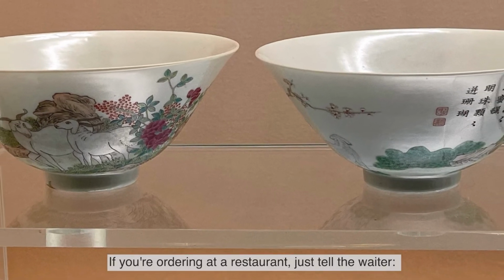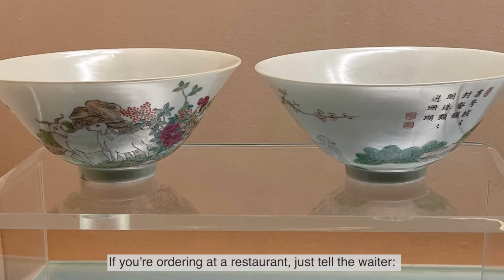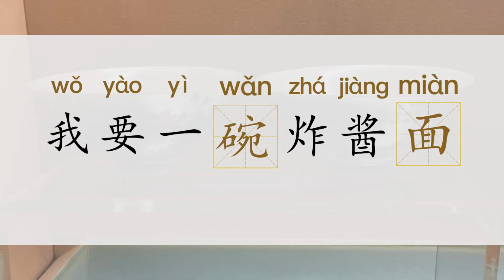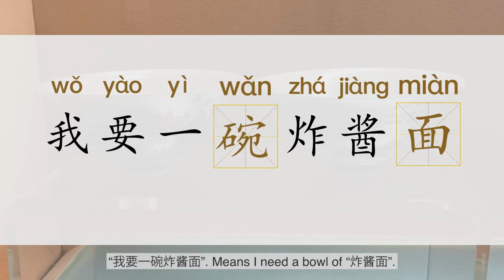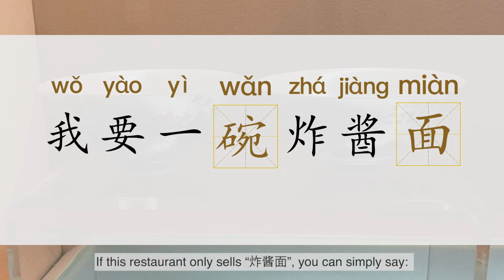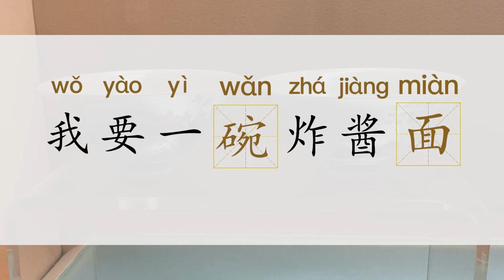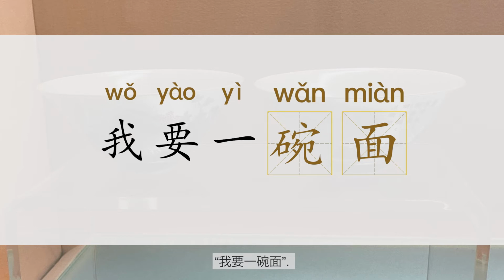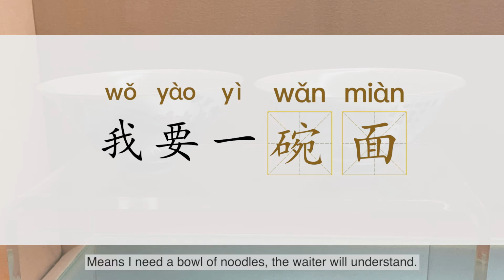If you are ordering at a restaurant, just tell the waiter, 我要一碗炸酱面. It means, I want a bowl of 炸酱面. If this restaurant only sells 炸酱面, you can simply say, 我要一碗面. It means, I want a bowl of noodles. The waiter will understand.